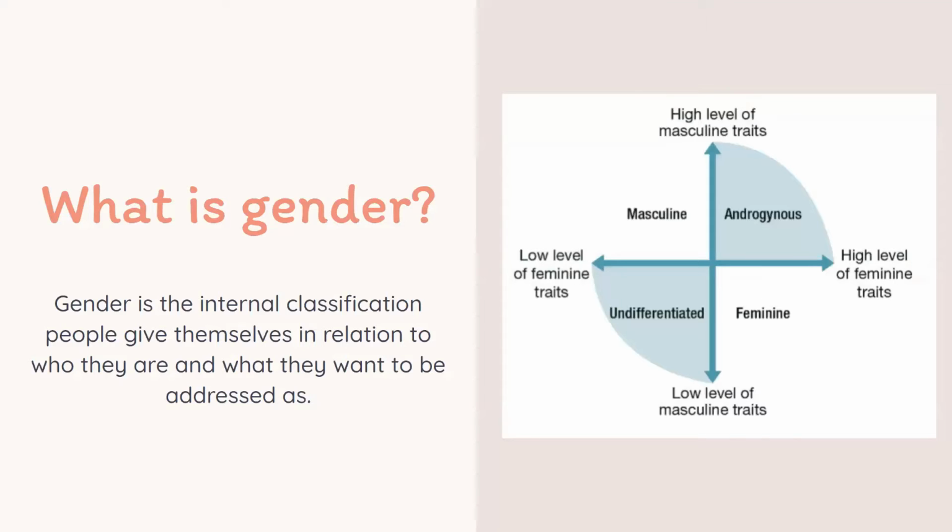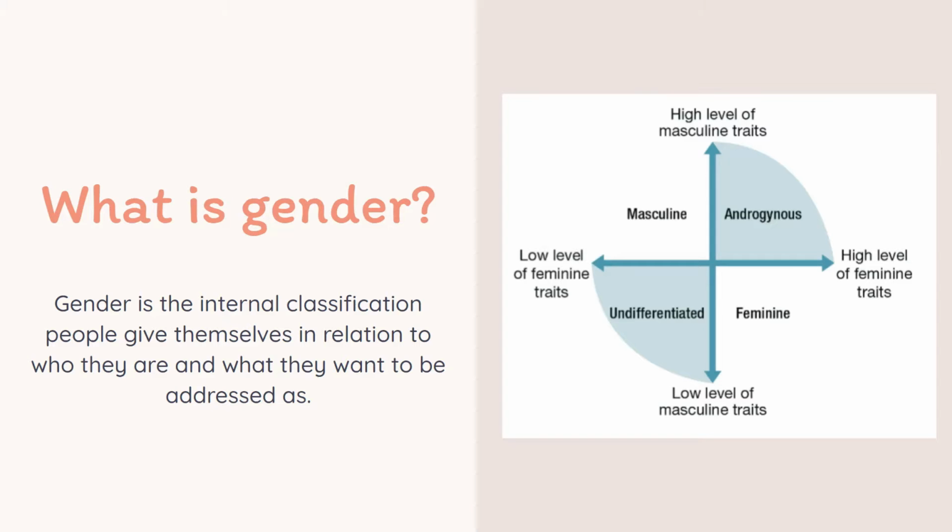What is gender? The formal definition is that gender is the internal classification people give themselves in relation to who they are and what they want to be addressed as. In much simpler language, gender is essentially how people feel they associate to feminine and masculine traits and how they choose to describe themselves. Over here on the right, you're going to see a graphic from the textbook, and it shows an interesting and more in-depth model of the spectrum of gender.